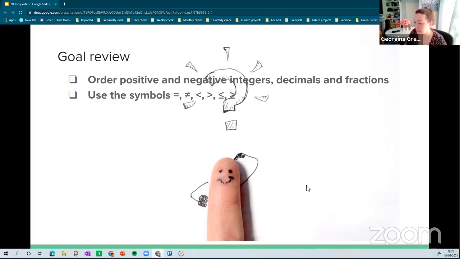So our goal for the lesson was to be able to order positive and negative numbers, decimals and fractions. Hopefully you're comfortable with doing all of those things, and then to be able to use the inequality symbols, which is what we were doing in those questions. So hopefully you're comfortable with that as well.